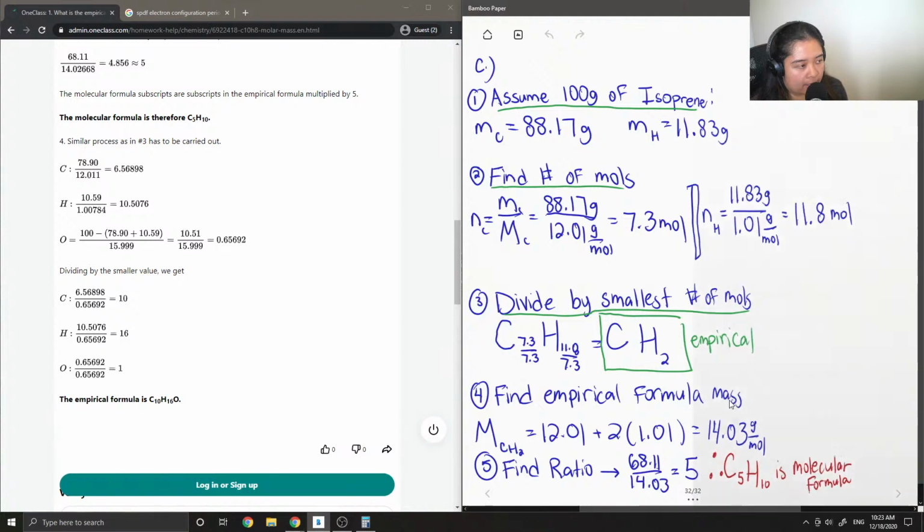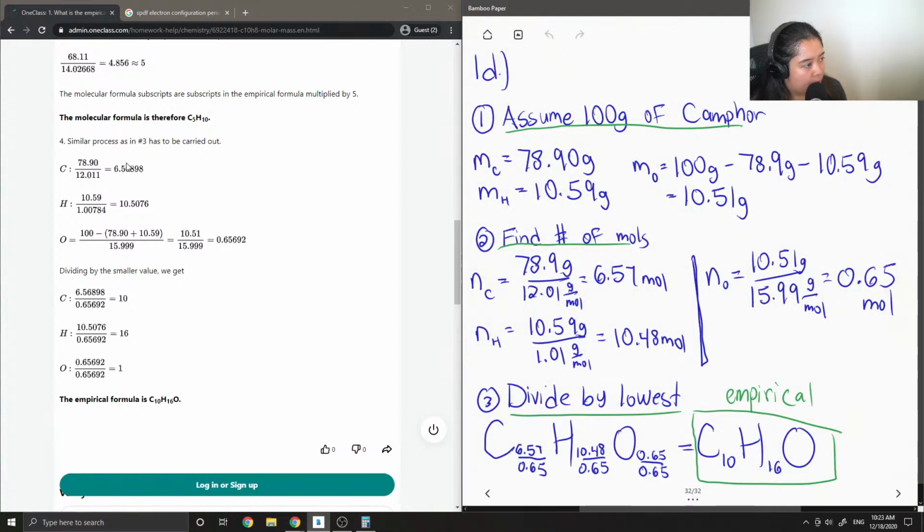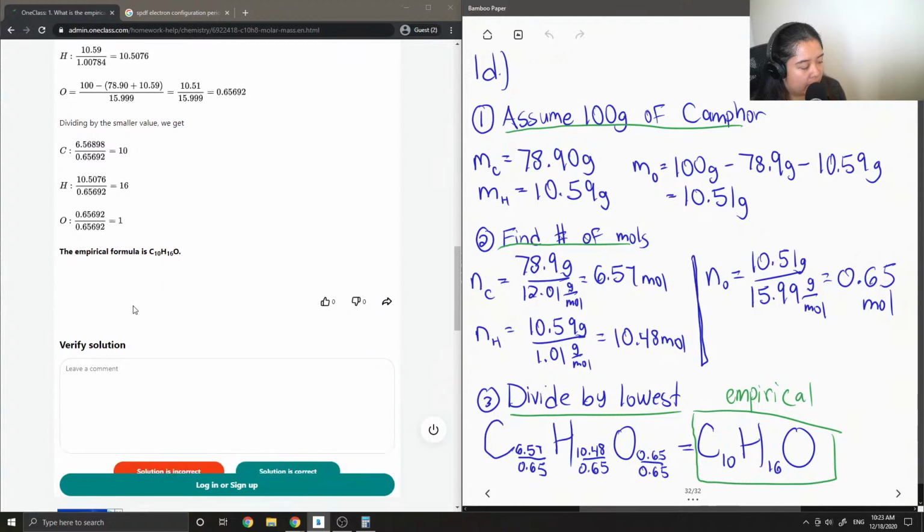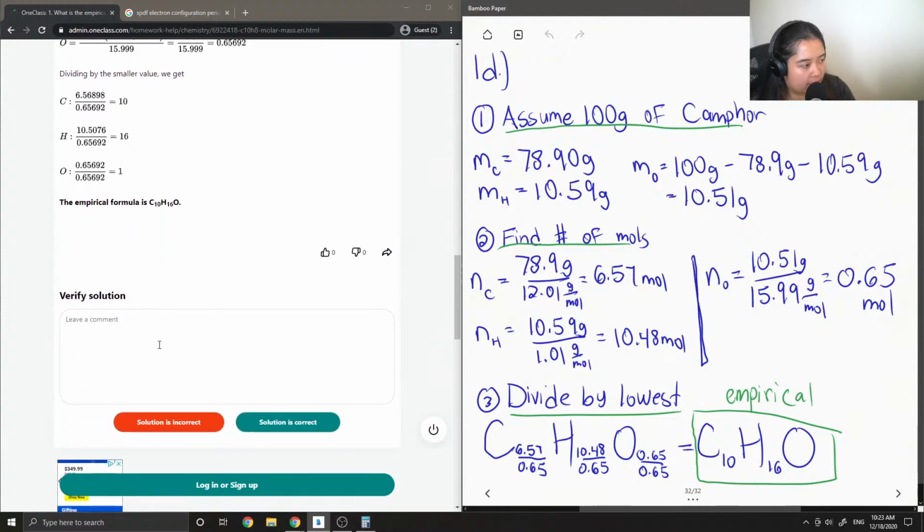And now let's look at the last part. Similar process as in number 3 to be carried out. Okay, so they showed how to find the number of moles. For carbon, 6.57, hydrogen, 10.5-ish, and then for oxygen, 0.65. Dividing by the smaller value, we get 10, 16, and 1, and their empirical formula is C10H16O. Yep, so this solution is correct.